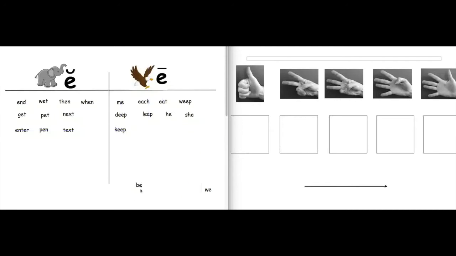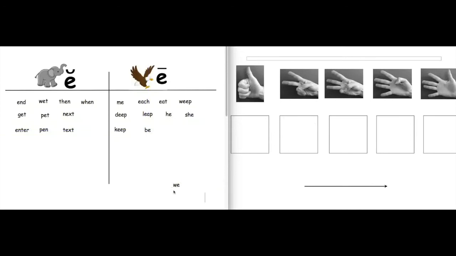Oh, another power word. Be. I like to be happy. Let's make the sounds. B, E. How many sounds? You're right, 2 sounds. E is right here. B. Long E. And our last one, another power word.